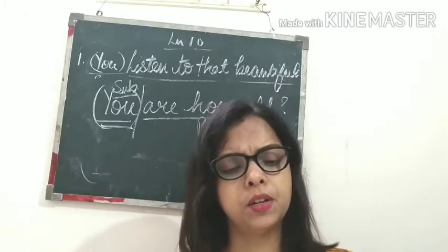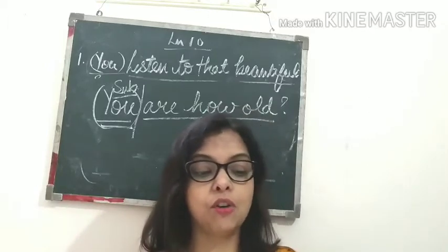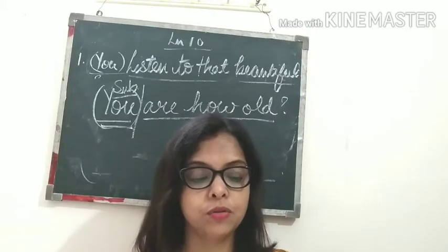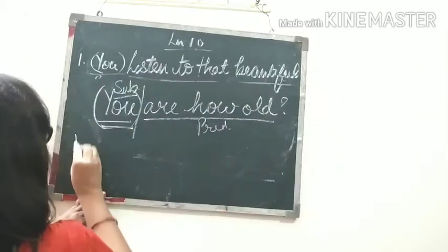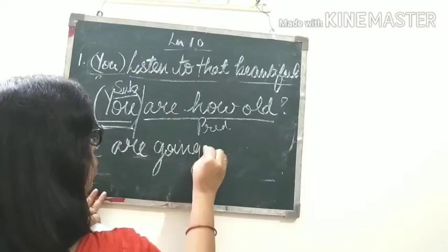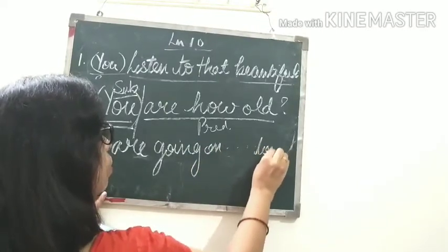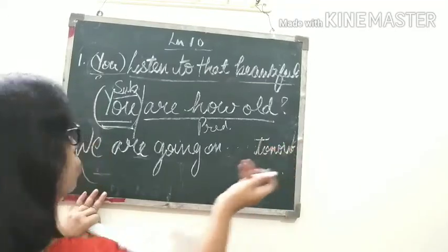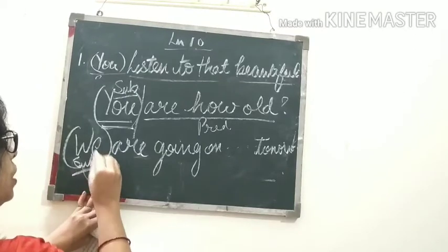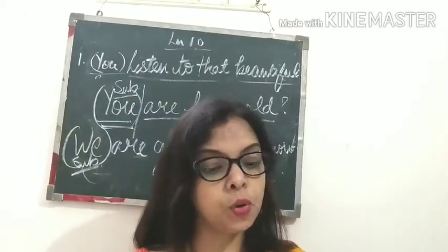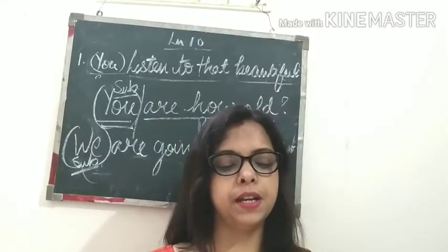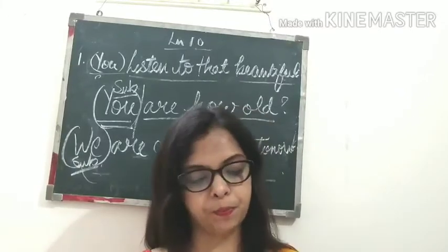Are we going on a picnic tomorrow? Again interrogative. So how can we rephrase it? We can say, we are going on a picnic tomorrow. So who are going on a picnic tomorrow? The answer is we. So the subject is we, and are going on a picnic tomorrow will be the predicate.